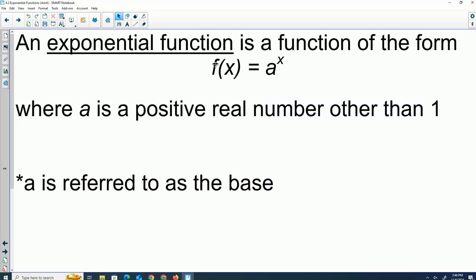So an exponential function is of the form f of x equals a to the x. A is just a positive number other than 1, and it's called the base. I'd like to talk about the graphs of exponential functions today. When we're graphing those, we really need just a few points to get a good idea of what our graph looks like. So we're going to look at a couple different ones and see if we can kind of notice something about these graphs. Does everybody have what they need from this slide?